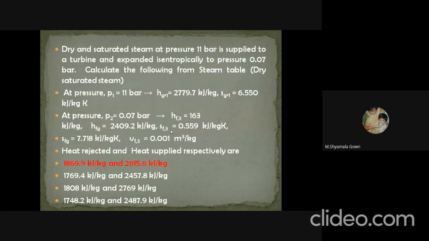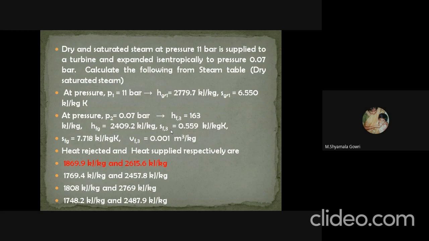Next question: dry and saturated steam at pressure 11 bar is supplied to a turbine and expanded isentropically to pressure 0.07 bar. Calculate the following. Steam table: at pressure P1 equal to 11 bar, Hg1 equal to 2779.7 kilojoules per kg, and Sg1 is equal to 6.550 kilojoules per kg Kelvin.